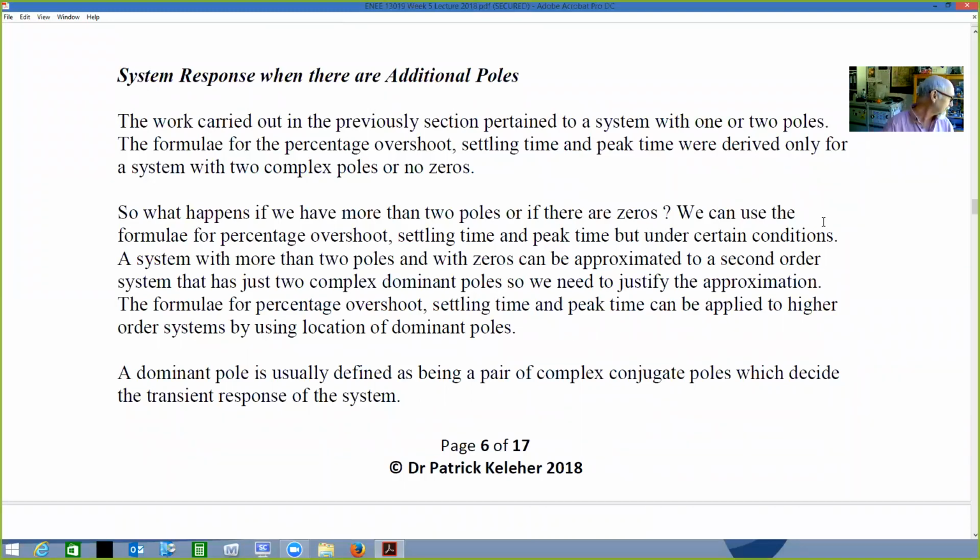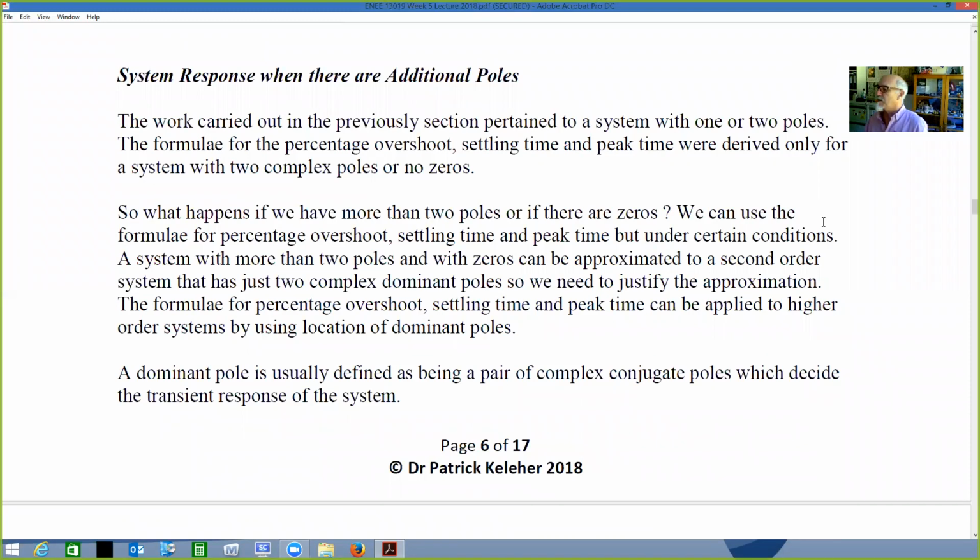Keep that in mind. A system with more than 2 poles and with zeros can be approximated to a second order system that has 2 complex dominant poles, so we need to justify that approximation. The formulas for percentage overshoot, settling time, and peak time can be applied to higher order systems by using the location of dominant poles. That's what I'm saying: we will do higher order systems, but we'll approximate them with second order systems, as we do in this introduction unit.